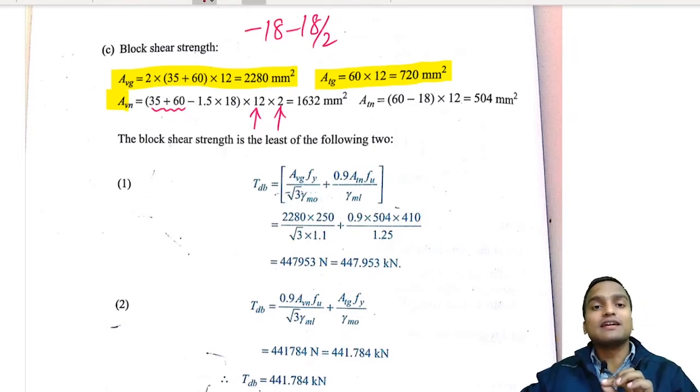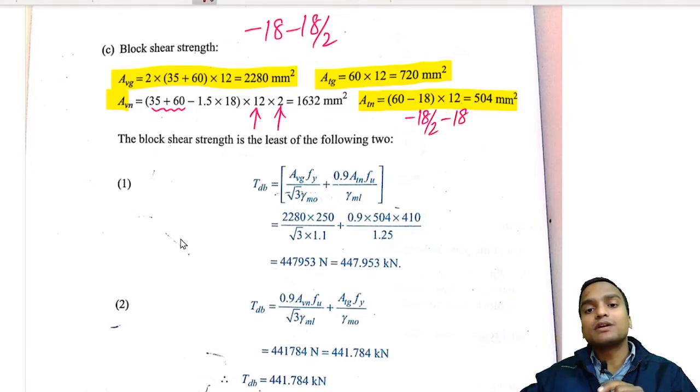Similarly, the net area in tensile plane, if you see, 60 minus 18 into 12. Now why is it done so? Because here we have done minus 18 by 2 minus 18 by 2 twice. So that's why it is directly written here 60 minus 18. So do not get confused, everything is right here.